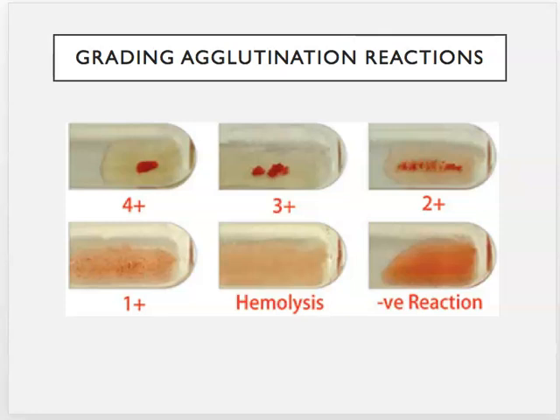1+, you might see some medium and small-sized agglutinates. The background could be turbid due to a lot of free red cells. A 0 or a negative means that there are not any visible agglutinated red cells, so red cells are observed flowing off of the red cell button during the process of grading. And then hemolysis: the red cell button is a lot of times smaller, and it can be pinkish to reddish in the supernatant after centrifugation.